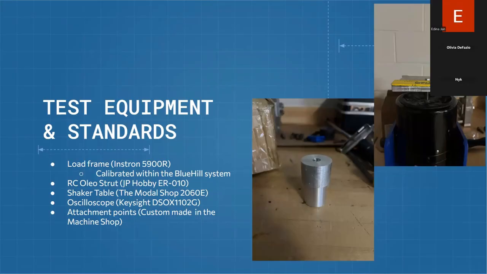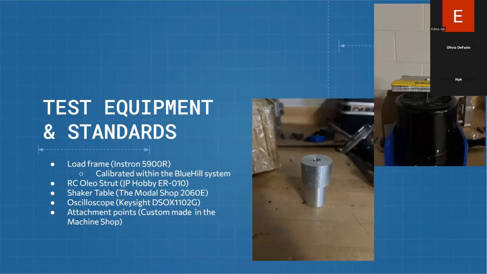Okay, so test equipment and standards. The load frame that we used was a standard Instron 5900, and it was calibrated with the Blue Hill system. We used the Blue Hill system to get all of our load graphs and stuff. The RC Oleo strut was ordered by JP Hobby. It was for a standard RC plane.